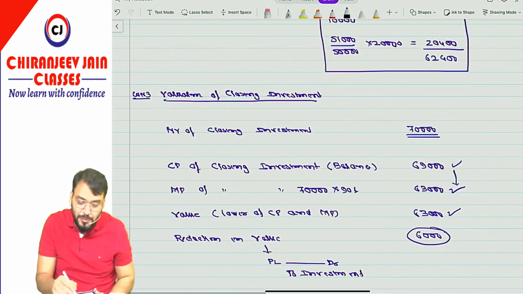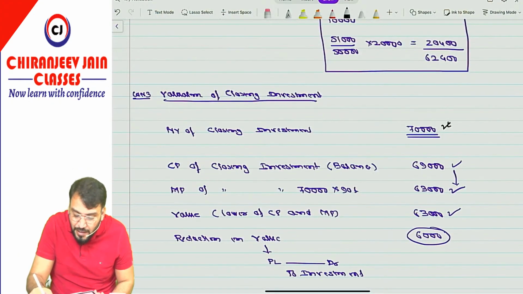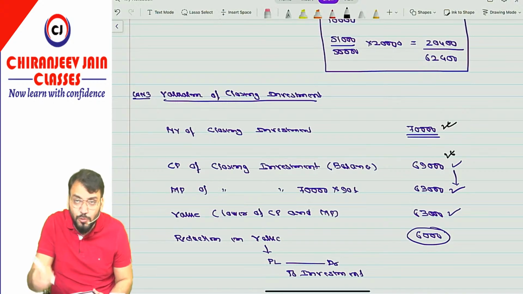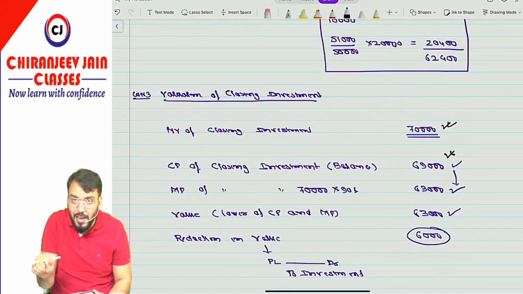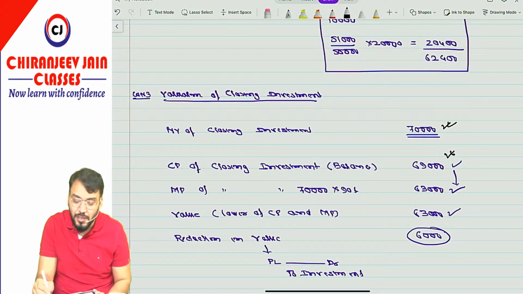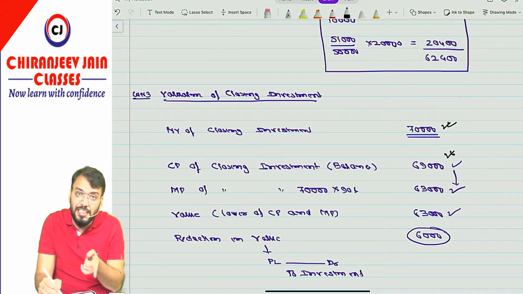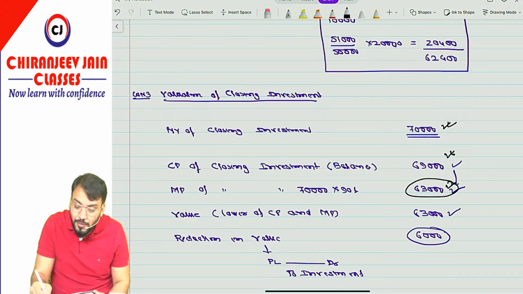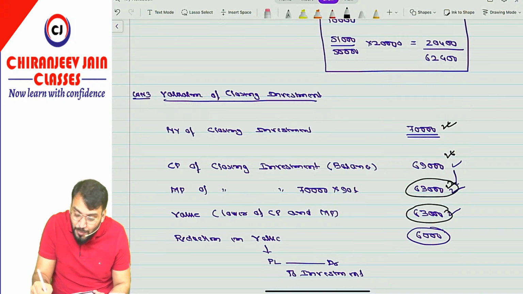Valuation of closing investment. So nominal value of closing investment 70,000. Carrying amount of closing investment balance is what? 69,000. When you do plus minus of all the amount column, that will come 69,000. That is nothing but cost price on FIFO basis. Now compare with the market price given, 90% of 70,000, and 90% will come 63,000. This is lower. Means value 63,000. Means how much reduction? 6,000.